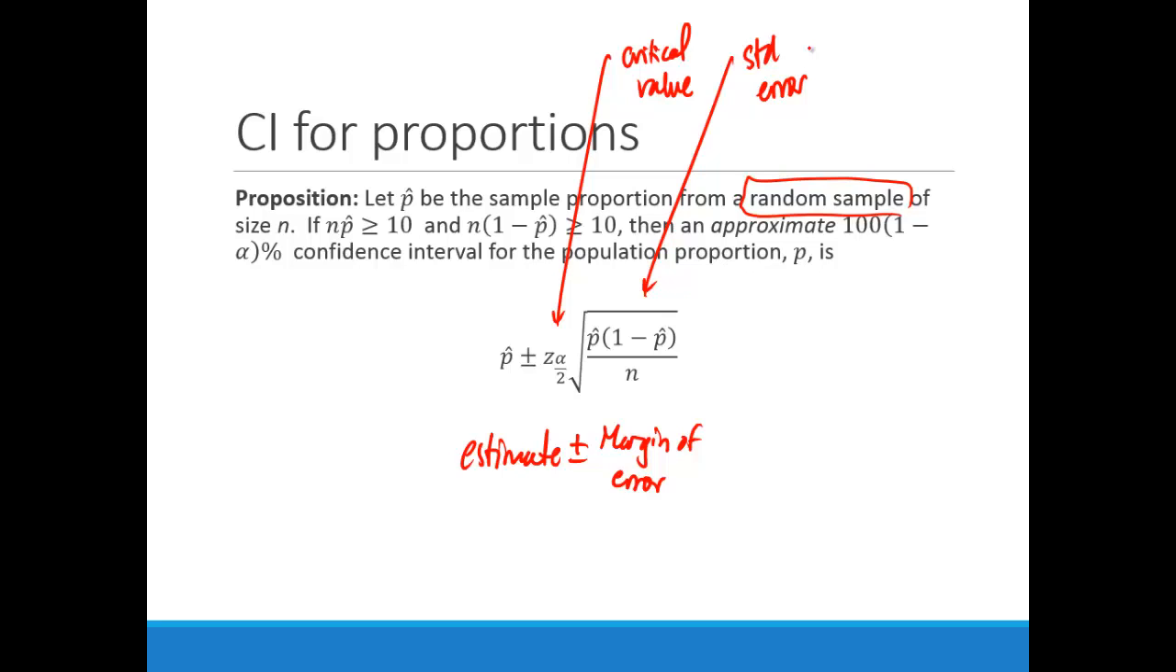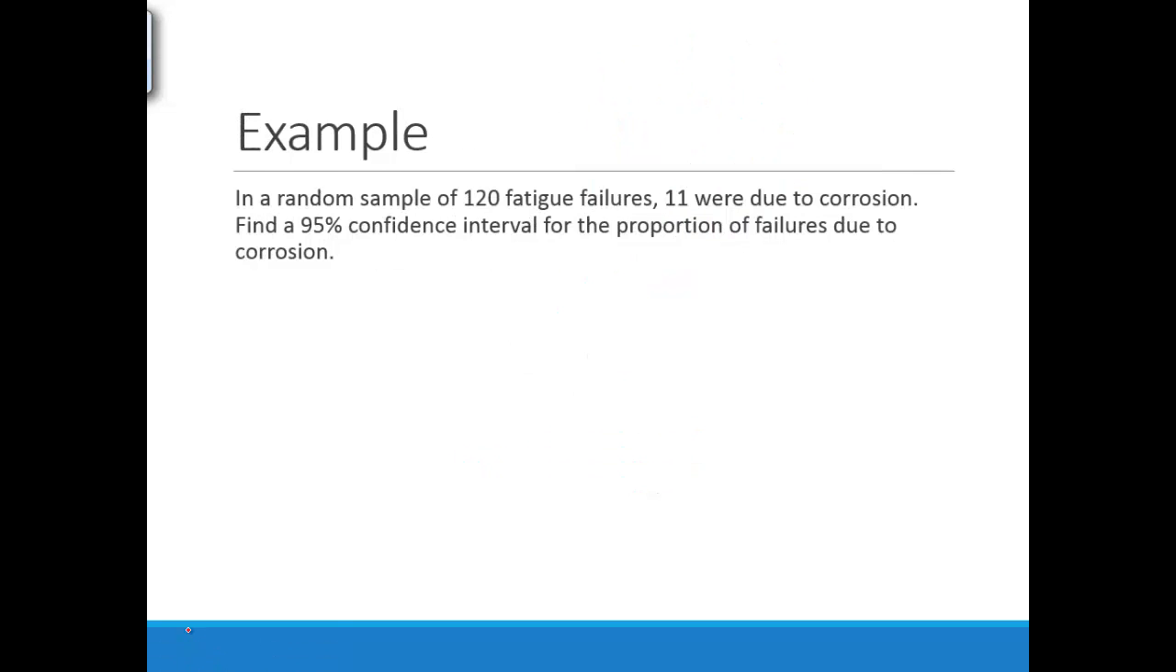Okay. Questions, comments before we do an example? No? Okay. To go about applying this, let's look at this example. If I take a random sample of 120 fatigue failures, I find that 11 of those were due to corrosion. I want to find a 95% confidence interval for the proportion of all failures due to corrosion. So, a simple example here.